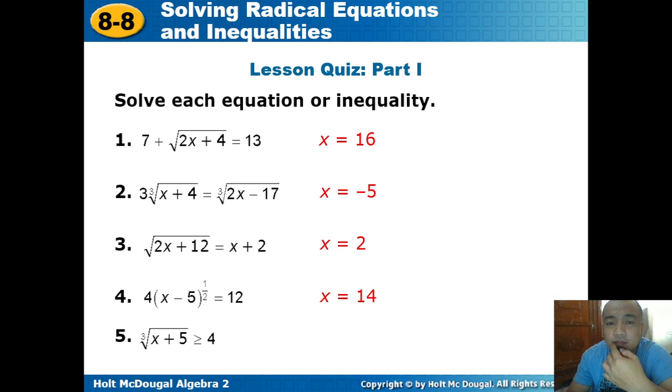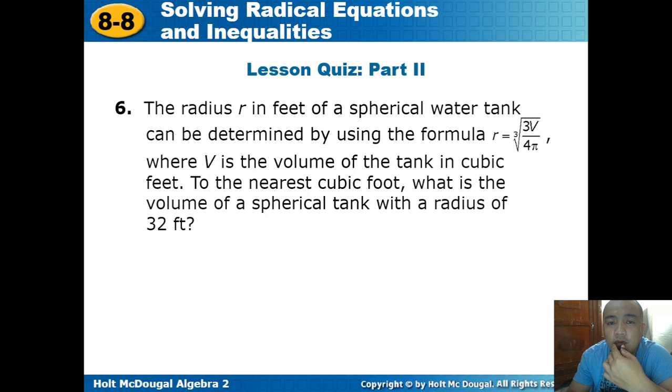There is more here. Lesson quiz part 2. The radius r in feet of a spherical water tank can be determined by using the formula r equals the cube root of 3V over 4 pi, where V is the volume of the tank in cubic feet. To the nearest cubic foot, what is the volume of the spherical tank with a radius of 32 feet? This is the answer, 137,258 cubic feet, and the solution is left for you to do.